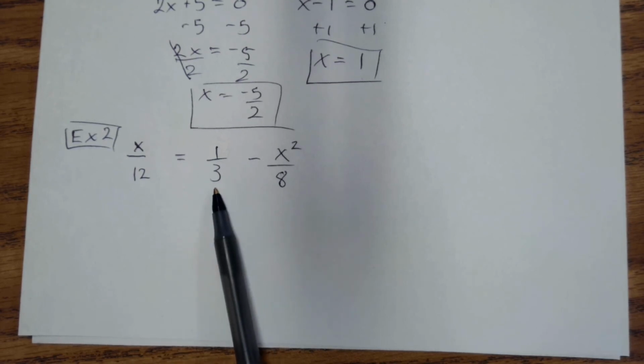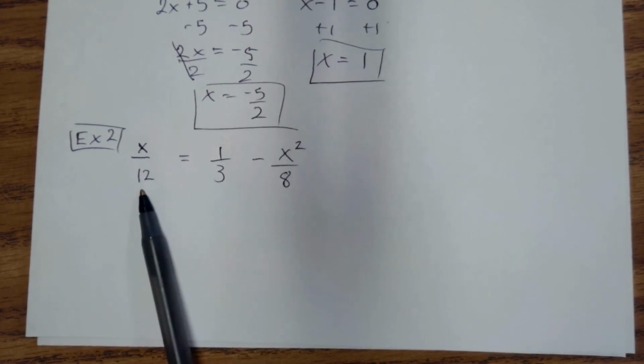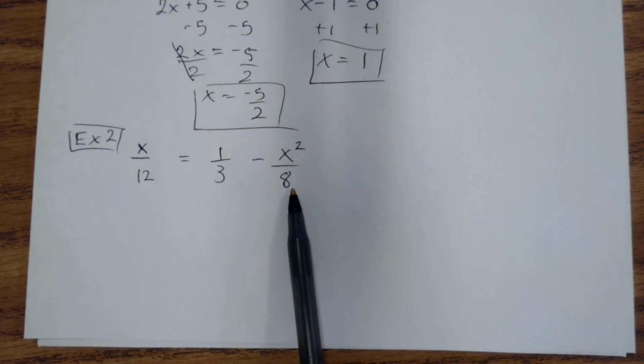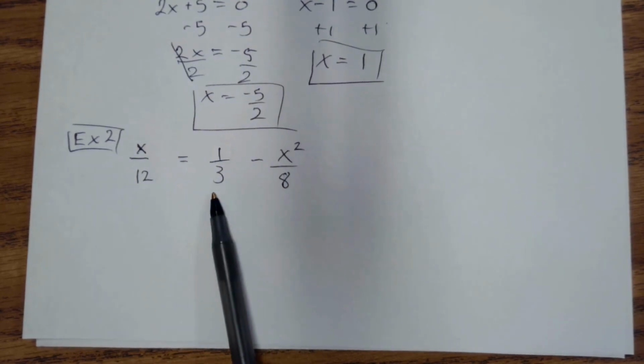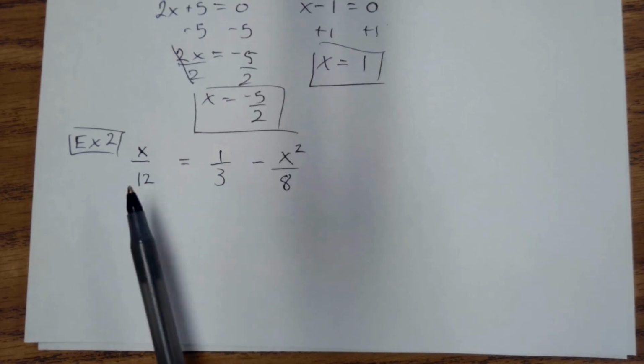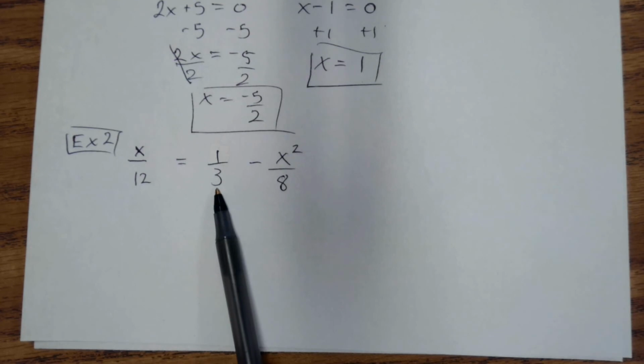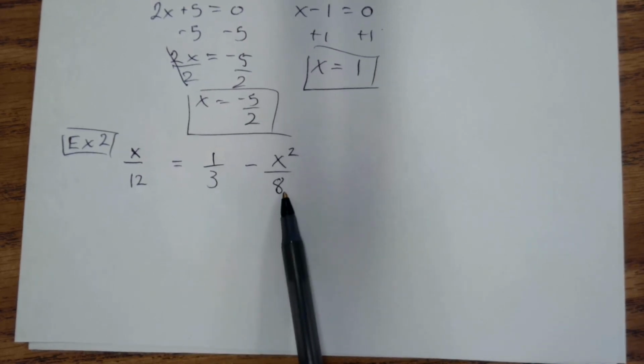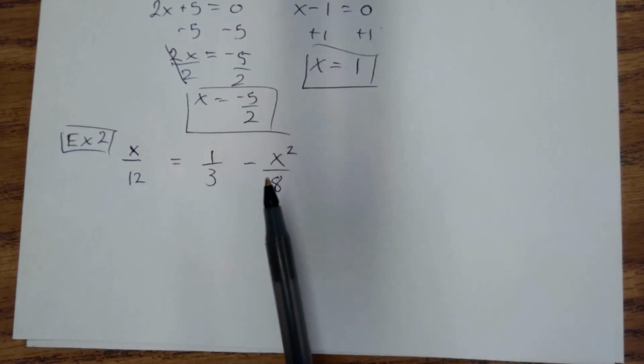So 3 times 3, 3 times 4 is 12. That works. But I can't change the 8 into a 12. 3 times 5 is 15. That doesn't work. 3 times 6 is 18. No. 3 times 7 is 21. No, that doesn't work. 3 times 8 is 24. There we go. I can change this into 24. I can change this into 24. I can change this into 24. So 24 is the least common multiple.